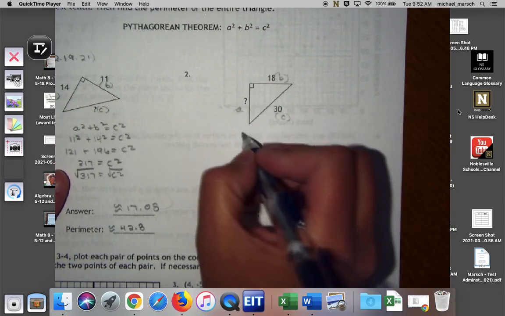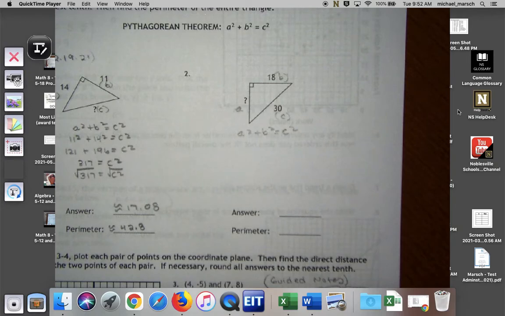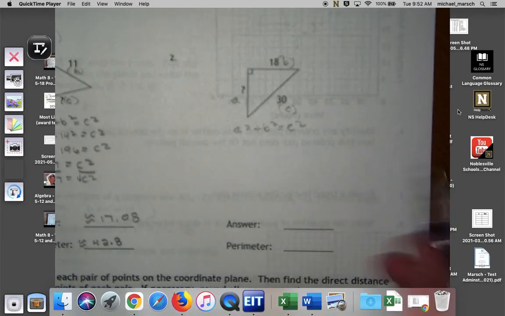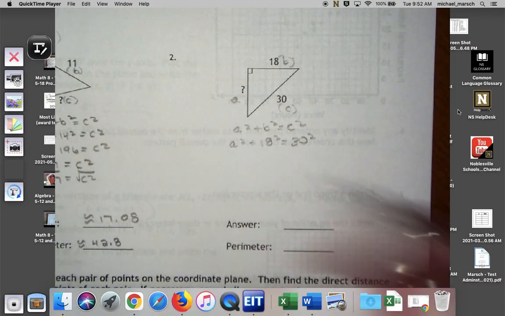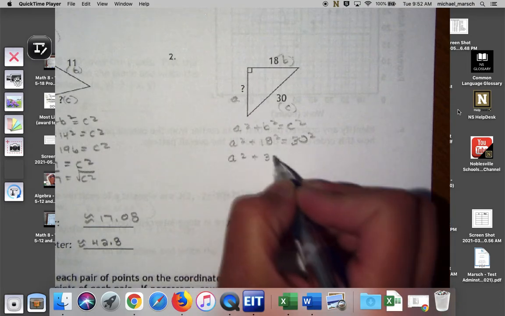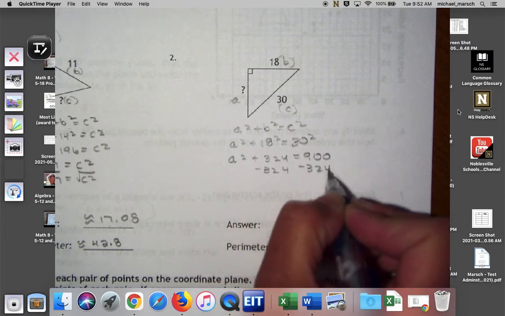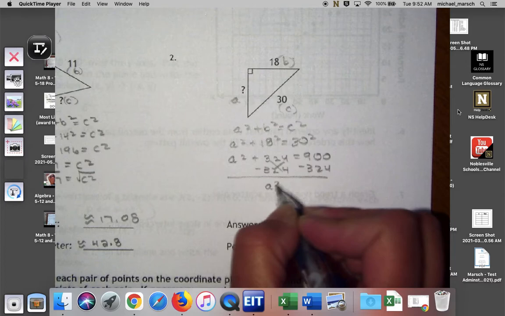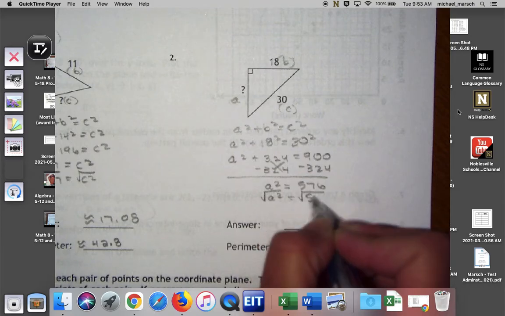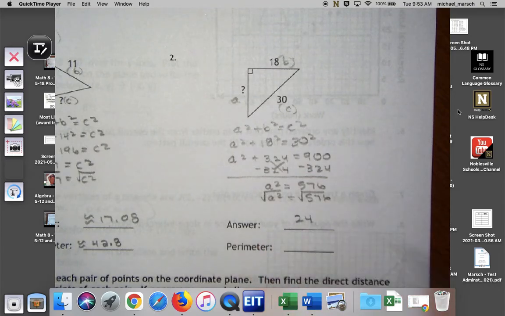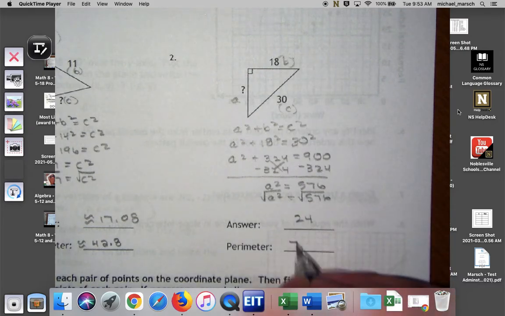Question number 2, a squared plus b squared equals c squared. Remember, we always find a squared because b kind of looks like a 6, right? And we don't want to confuse ourselves. So a squared plus 18 squared equals 30 squared. A squared plus 324 equals 900. This is where I have that extra step. I have to subtract the 324 from both sides. A squared equals 576. So A is actually equal to 24 exactly, so that's nice. And then 24 plus 30 plus the 18 for my perimeter is 72.